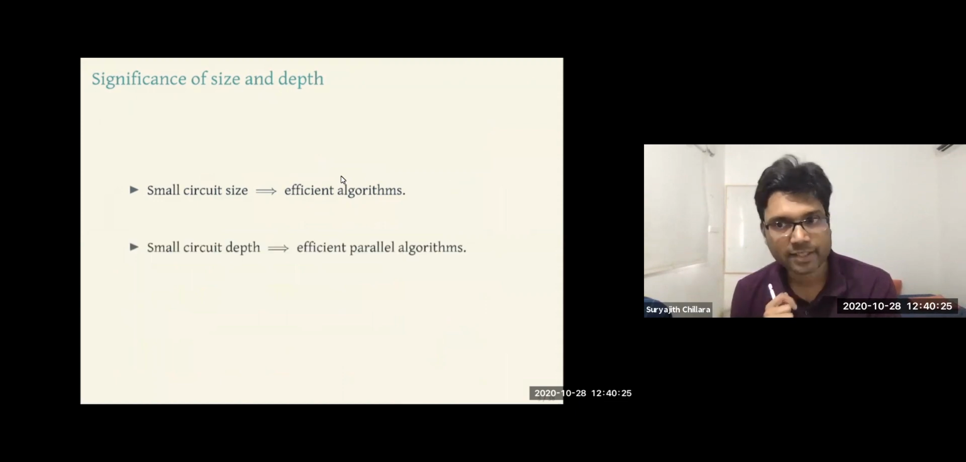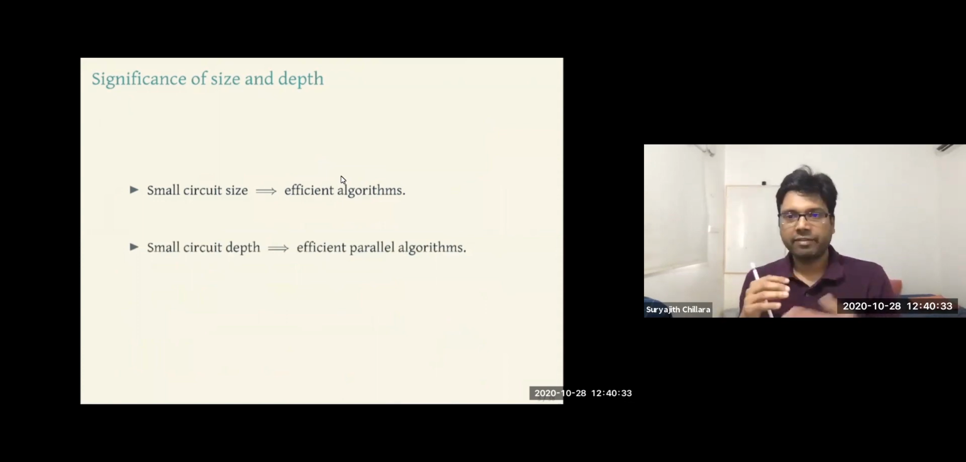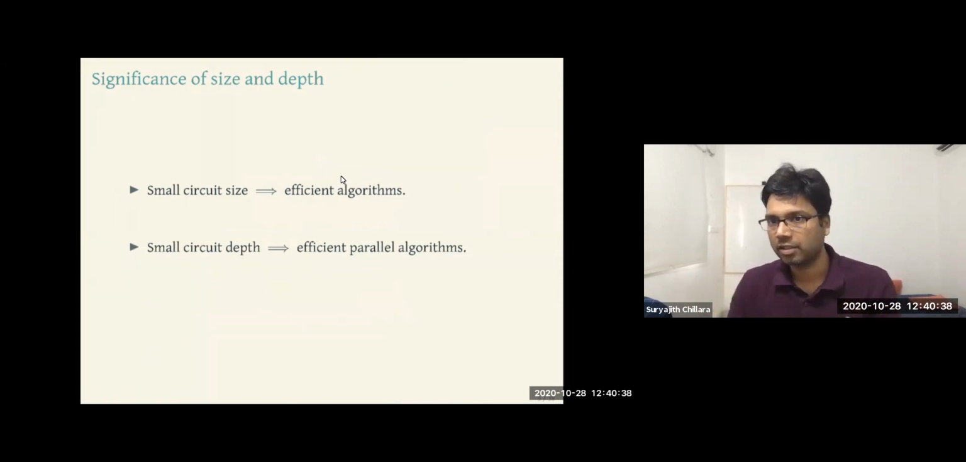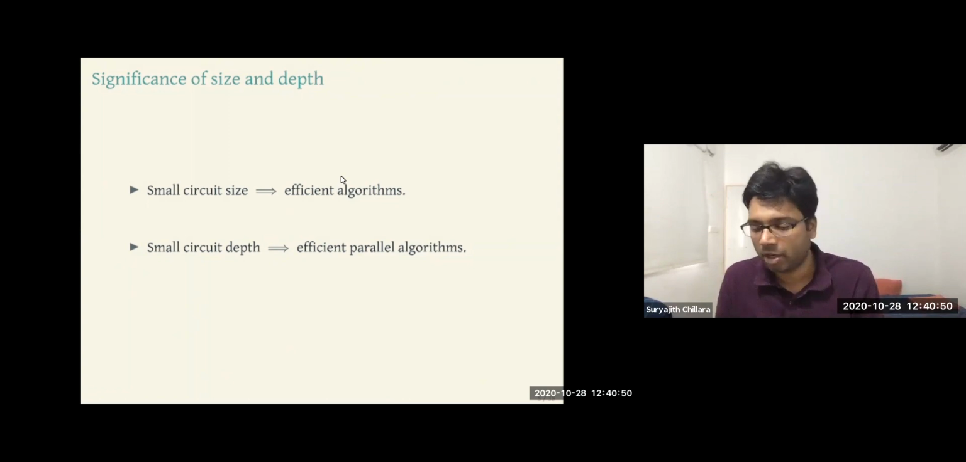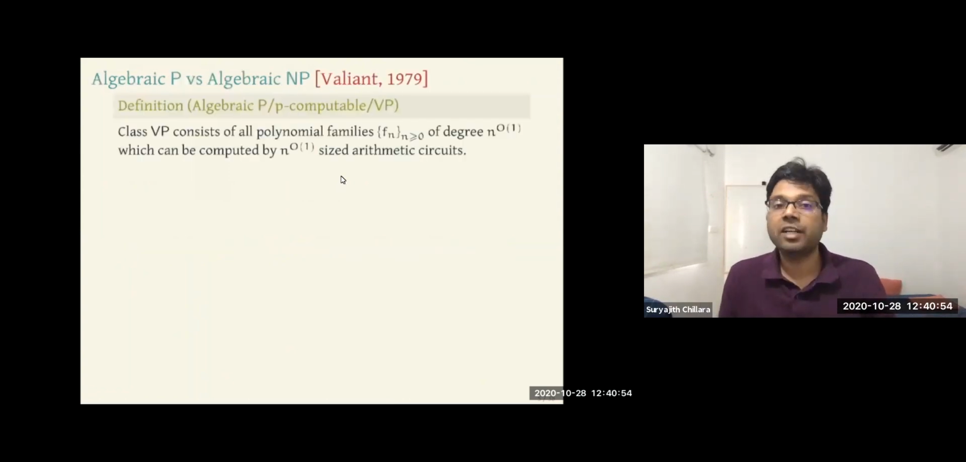Similarly, if I say a circuit has small depth, that means it has efficient parallel algorithms. So now we have defined what is a model of computation, and we have defined what is the notion of efficiency. And the natural step is to classify problems into what is efficient, what is hard, and stuff like that. So that is something which you have seen with P and NP. And similarly, for polynomials, for this model of computation, we can define what is efficient and what is expected not to be efficient.